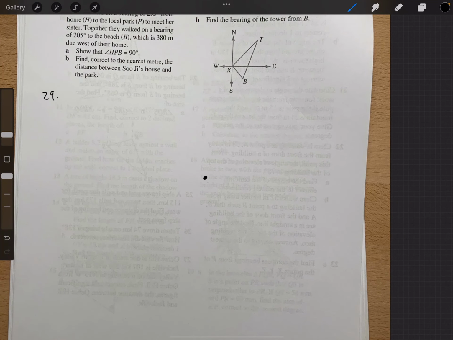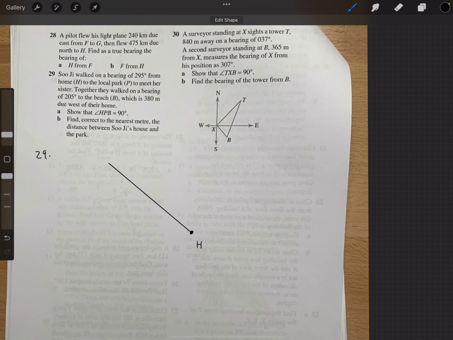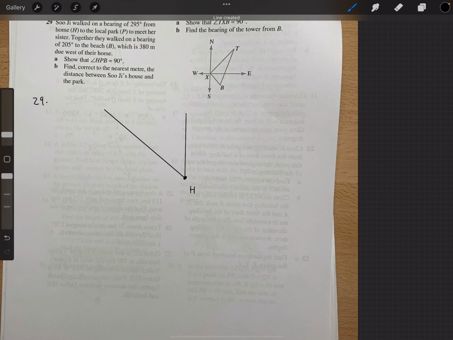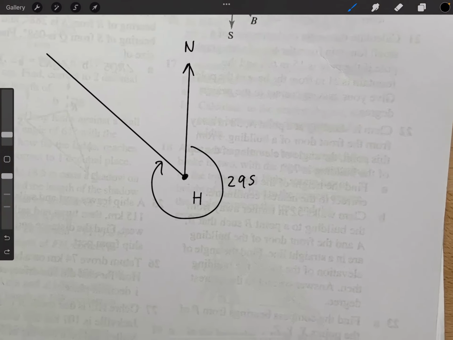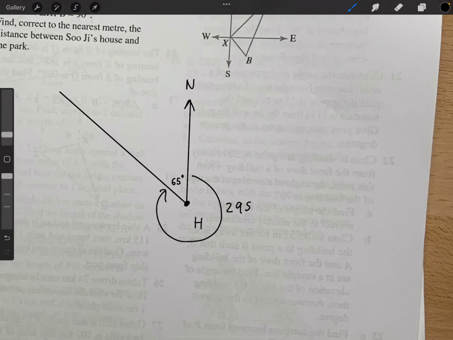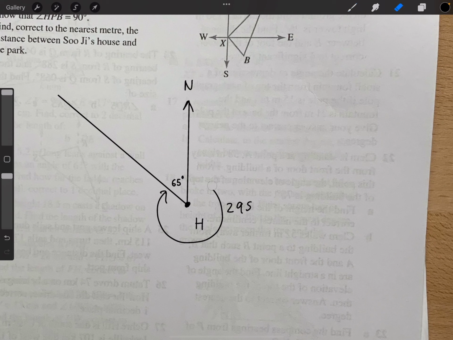All right. So this is the home, and the bearing here is 295. So this is the north line from the home, and this angle is 295. So what angle is this? The remaining angle. Take 360, take away 295, and that'll give you 65 degrees. All right, so this will be 65 degrees.